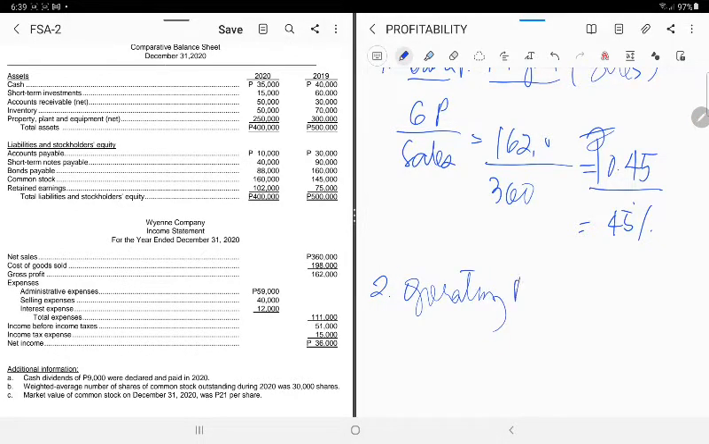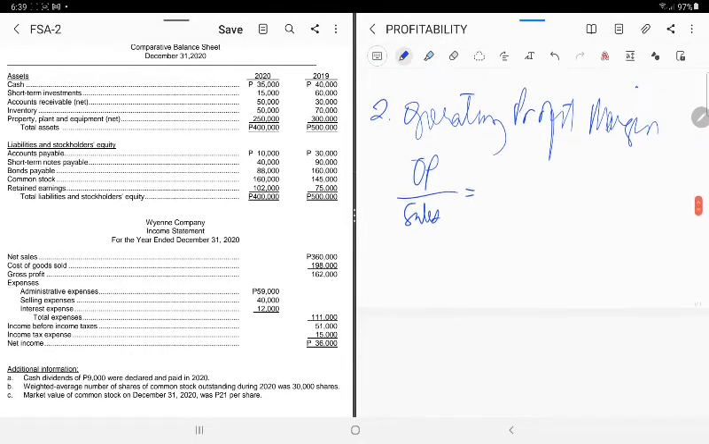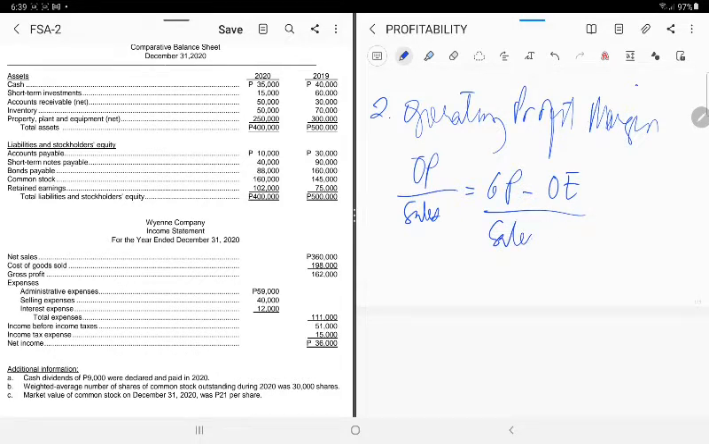Then you have operating profit margin. And of course, the numerator there is still operating profit, and your denominator would be sales. How are you going to compute for your operating profit? That would be gross profit less operating expenses over sales. If we have a gross profit of 162, we deduct 59,000 administrative, and we deduct selling expenses of 40,000. Then you divide it by 360, and what are we going to get?